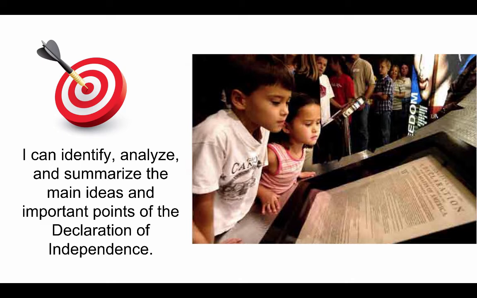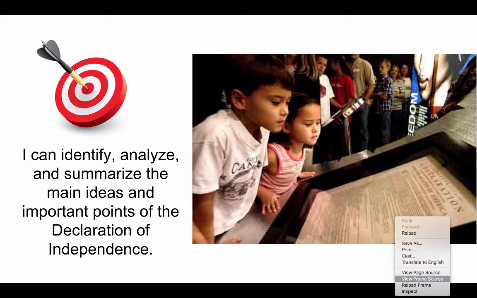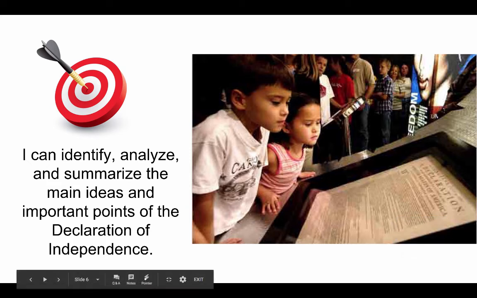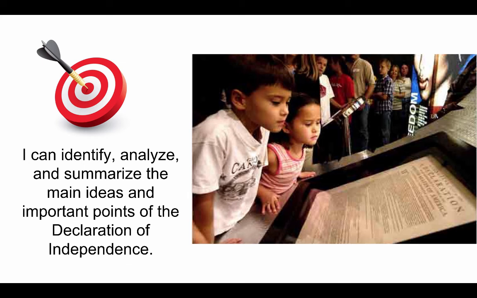I also want you to be able to identify, analyze, and summarize the main ideas and important points of the most important document in American history, the Declaration of Independence. You're going to have a nice summary of it from class. You don't need to know it word for word. In those grievances, you don't need to worry about it, but realize that they had to say why they were declaring independence. They put forth a political philosophy. They said that the government was not protecting their rights and gave 27 examples of how. They said they did all that they could do, but they have no choice but to declare independence.